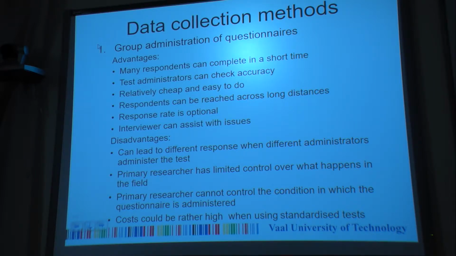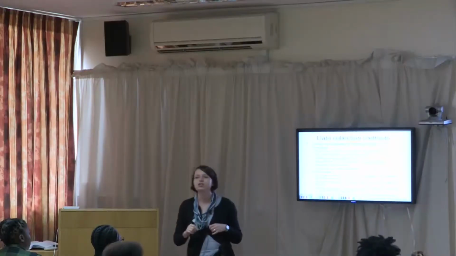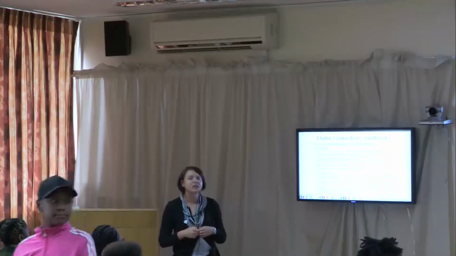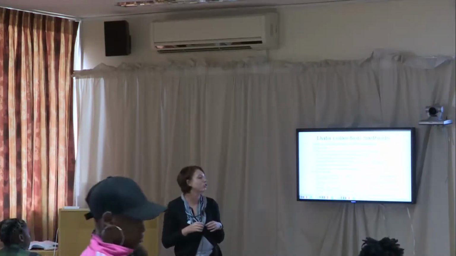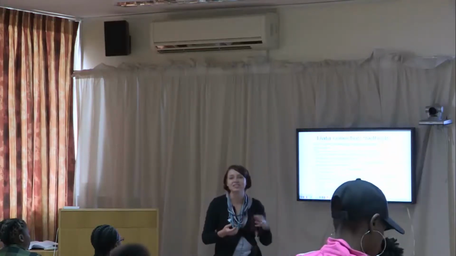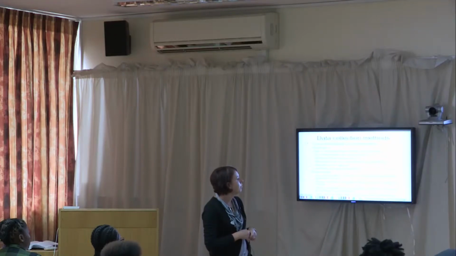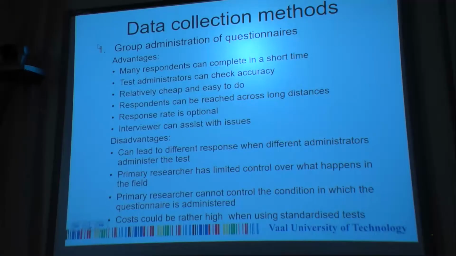The primary researcher has little control over what happens in the field. So if the administrators are in the field administering the questionnaire, the primary researcher cannot go with each one of them to make sure they administer correctly and explain the project's objective correctly. So that means that he or she has limited control over what the administrators tell the respondents and how they explain the project to the respondents. The primary researcher can also not control the conditions in which the questionnaire is administered. That goes hand in hand with the previous one.